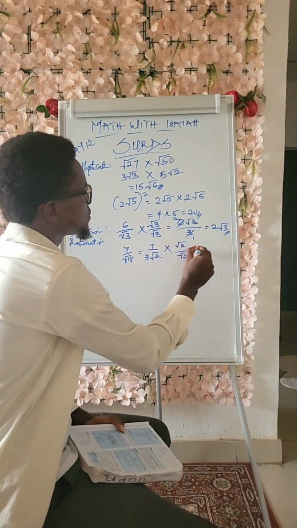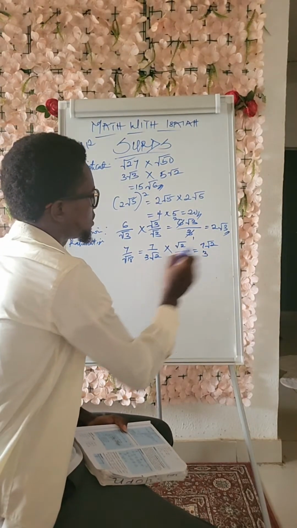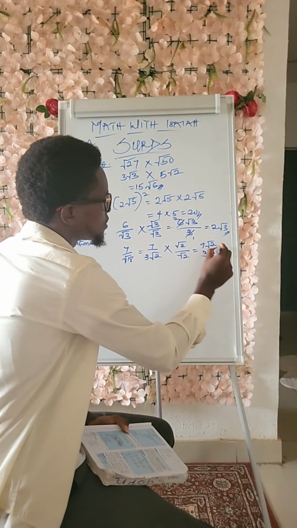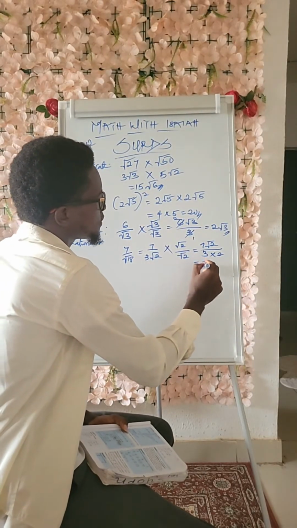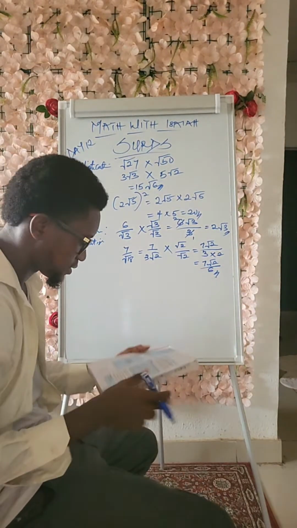Now this times this gives you what? 7 root 2. This times this gives you what? 3. Root 2 times root 2 is what? 2. Then 3 times 2. That's what? 7 root 2 over 6. So this is the answer to this.